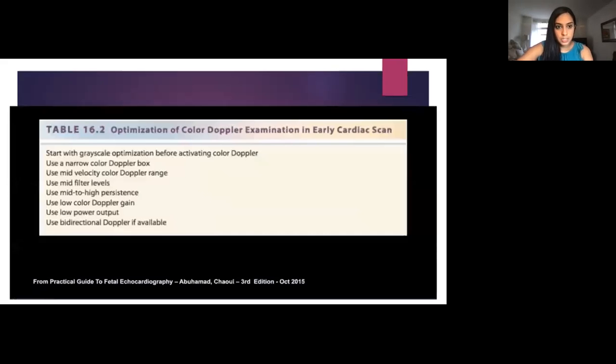This table is also from his book. So you want to start with grayscale optimization before activating your color Doppler, as we usually do. And then you want to use a narrow color Doppler box as small as possible. That will also help improve your frame rate. Use mid velocity color Doppler range, mid filter levels, mid to high persistence, low color gain, low output, and use bidirectional Doppler, which is also called high definition Doppler, if available.